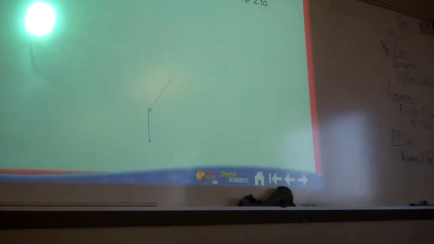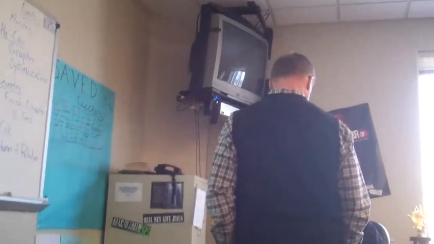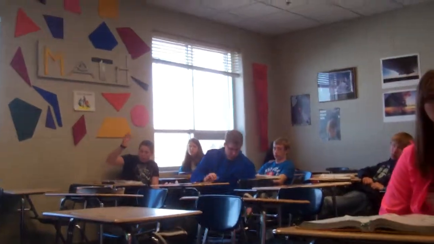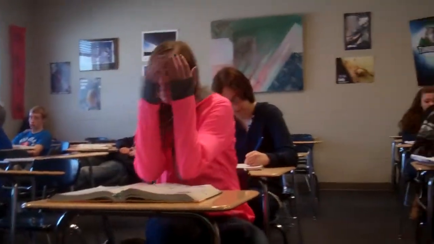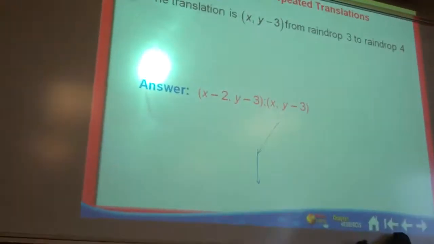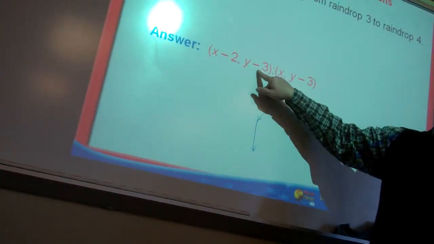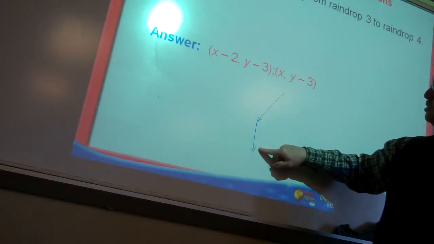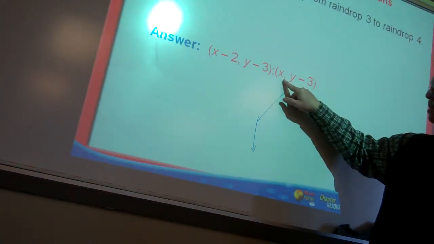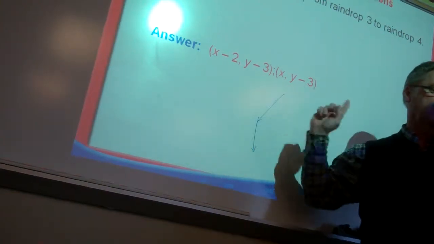So they're saying then the first move is 2 left and 3 down. Then they're saying the second move is just 3 down. Put them together. This first move is 2 to the left, 3 down. The second move is no left-right movement and 3 down. So that's how you would answer that kind.